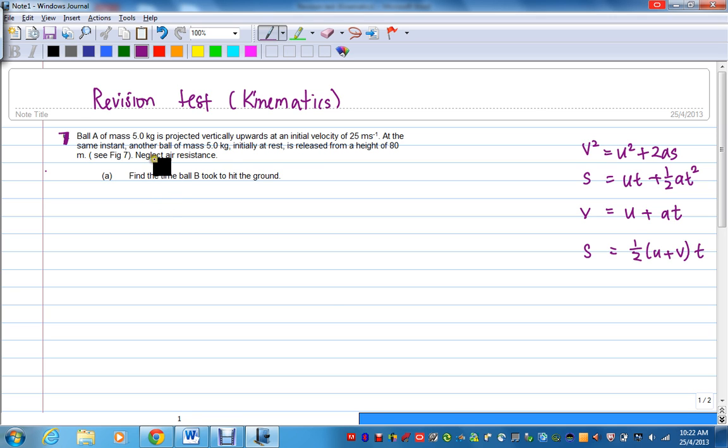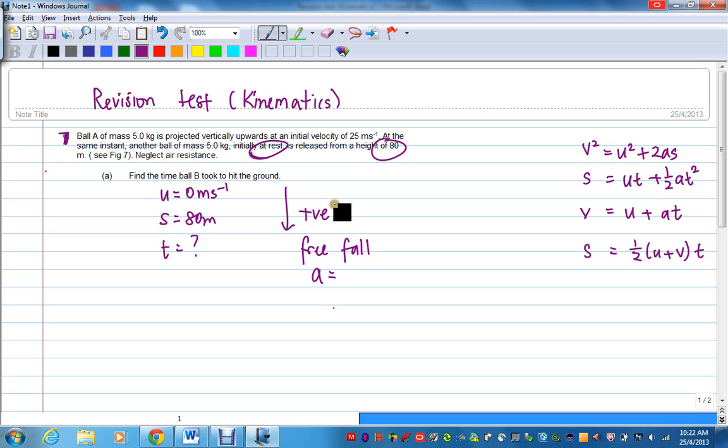So initially, you are told that it started from rest, so initial velocity is 0. The height, that is the distance traveled, is 80 meters. So ball B is going down. Let's take downward to be positive. So I want to find the time. What else do I know? Okay, this ball is undergoing free fall. So for a free falling object, the acceleration is constant, and because I'm taking downward positive, the acceleration here will be positive 9.81. Acceleration due to gravity is always pointing downwards.